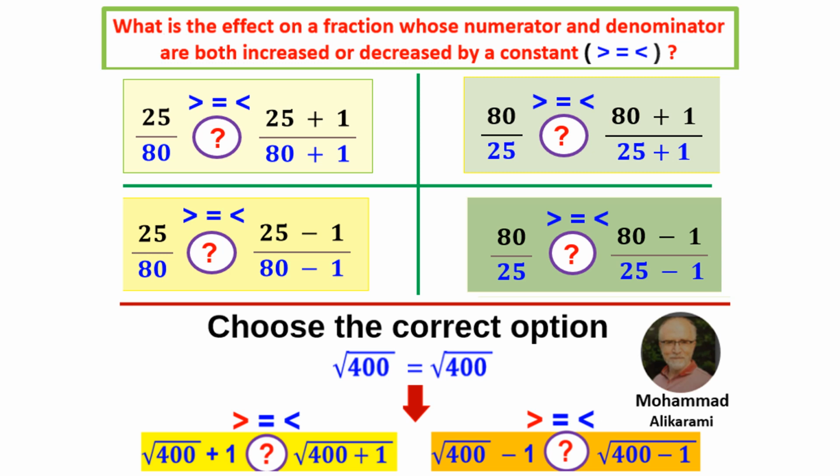We also change the value of a square root of a number by adding or subtracting a constant to it and then taking the square root of the sum or difference between the number and the constant. After we have made the changes, we see if the value becomes smaller, larger, or equal.